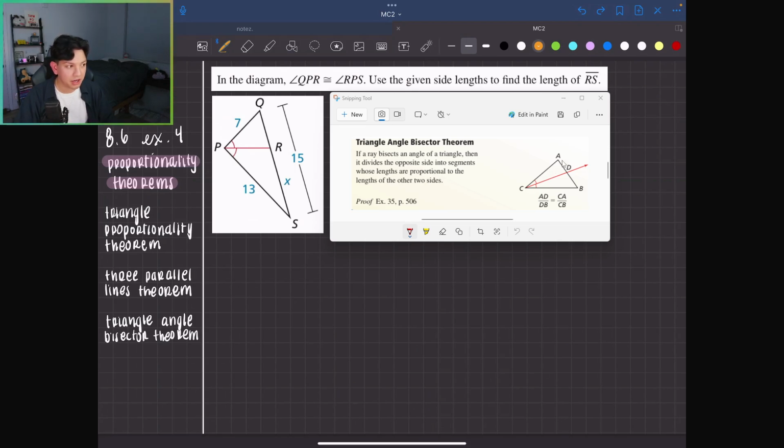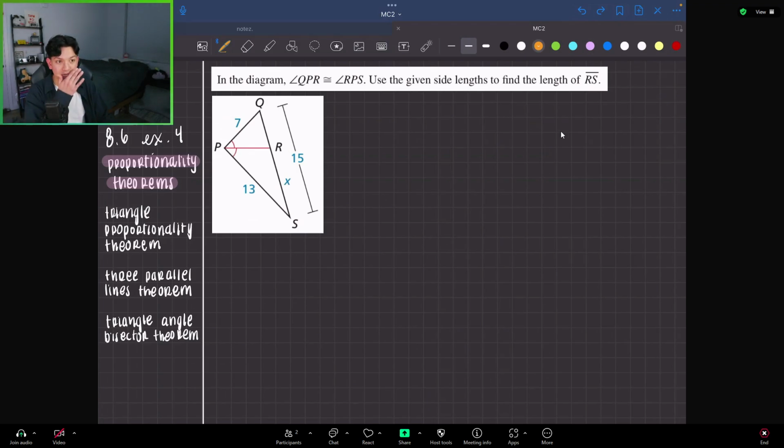So notice the pattern here. We go from this small triangle, AD, over this other triangle, DB, is proportional to CA from the same first triangle over CB to the second triangle, okay? So let's try to set up a proportion like this.